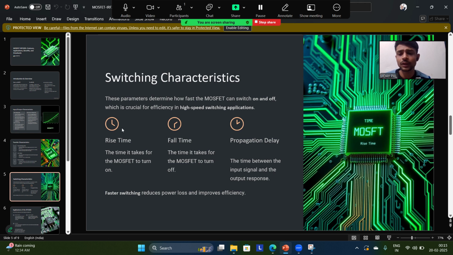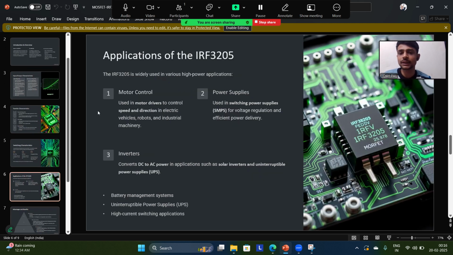In this we have the rise time, fall time, and propagation delay. The rise time is the time to turn on, and the fall time means the time to turn off. And in the switching characteristic, the important point is that fast switching means less power loss, and in other words, high efficiency. Now further, let's talk about its applications.